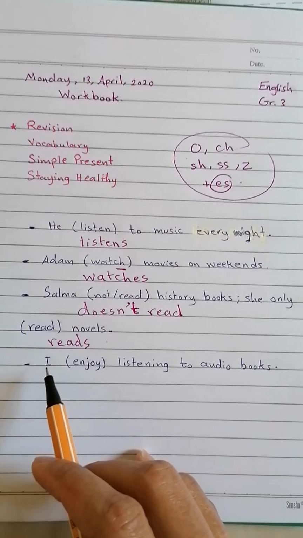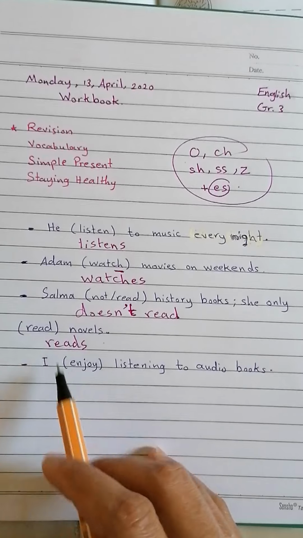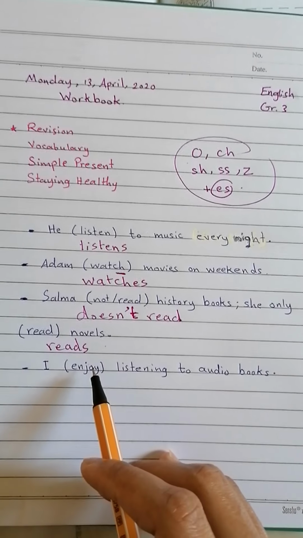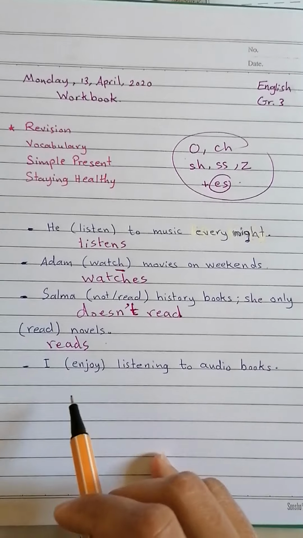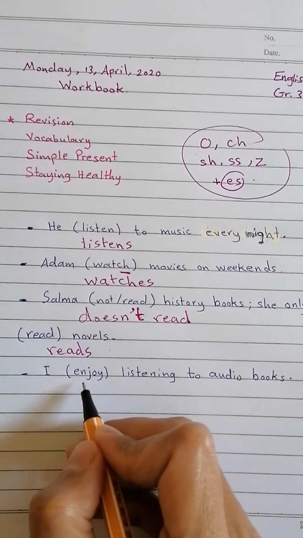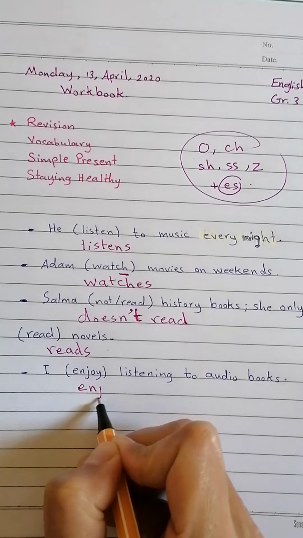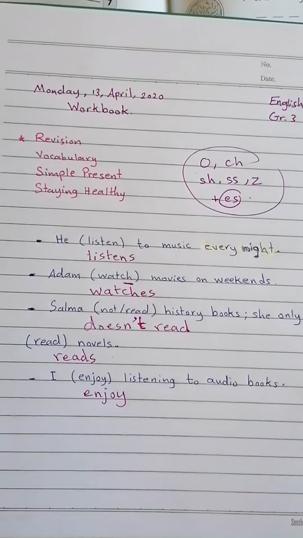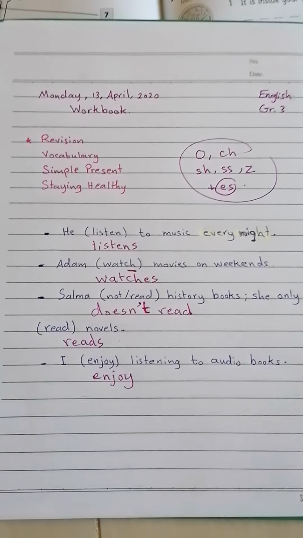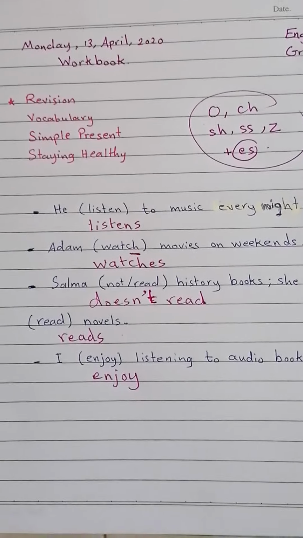Now, I is the subject. When I is the subject, we don't use s, we keep the verb as it is. Keep the verb as it is, enjoy. And this is a quick revision for the simple present tense.